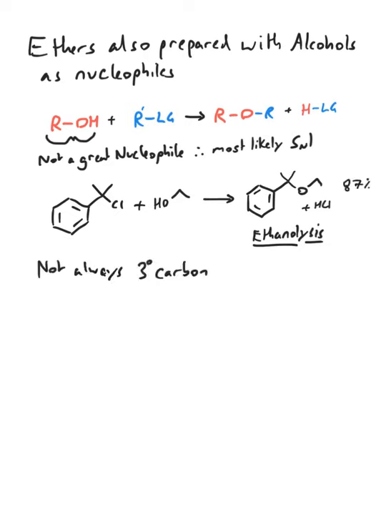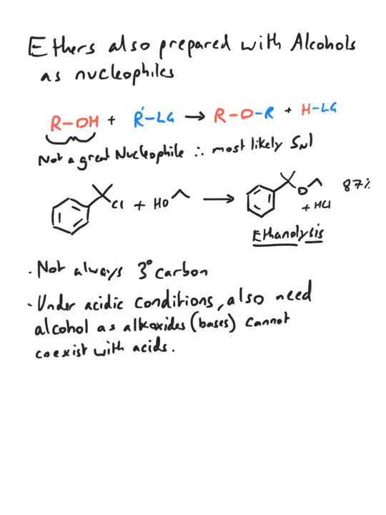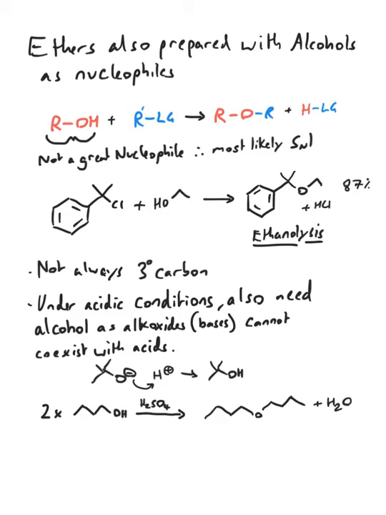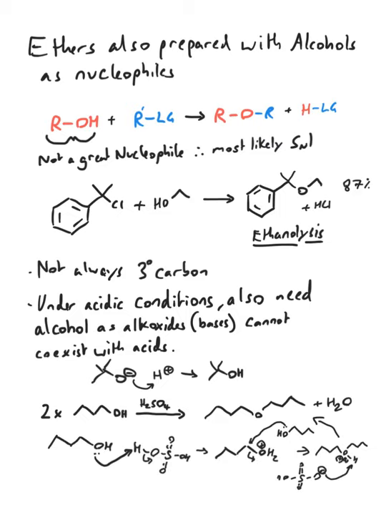However, it is not always just tertiary alkyl halides that we have to worry about. If we have acidic conditions, we also need an alcohol, as the alkoxide cannot coexist with acids. Right? Any alkoxide is a strong base. You put it anywhere near an acid and it will do acid-base chemistry instead. So for example, if we're trying to react two alcohols together, we'll have to do it under acidic conditions and we will see SN2 chemistry instead.